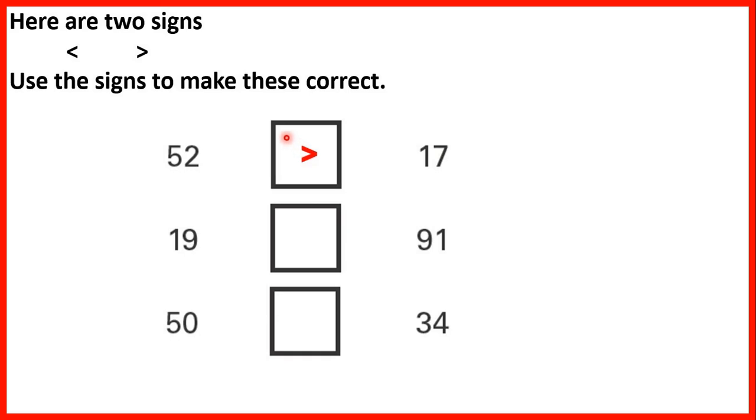The way to remember that a greater than sign is this one, is to imagine that the sign is a crocodile and the crocodile snaps at the larger number. Or we could think of this sign as being a bit like an arrow, and the arrow points to the smaller number. So now we have 19 and 91. So 19 is less than 91. And 50 is greater than 34.